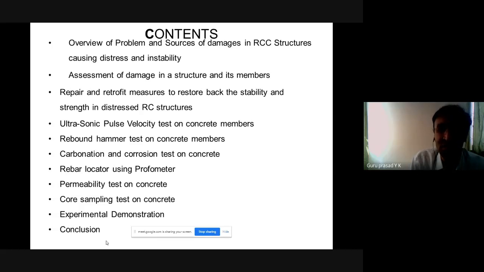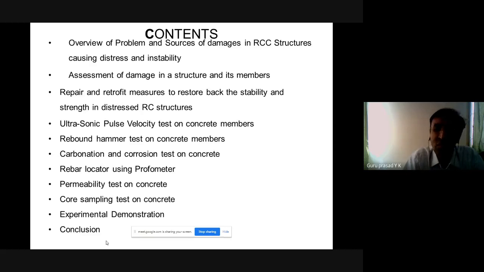non-destructive testing evaluation. So under the non-destructive testing evaluation, we have ultrasonic pulse velocity testing on concrete members, rebound hammer test on concrete members, carbonation and corrosion tests on concrete, as well as the rebar locator, that is a profometer, which is used. So how do we locate rebar, whether it is present or not, what may be the possible diameter, what may be the spacing of the reinforcement present in an already cast reinforced concrete member. Then permeability test on concrete to look at its water permeability.